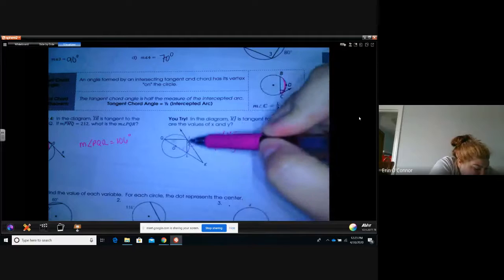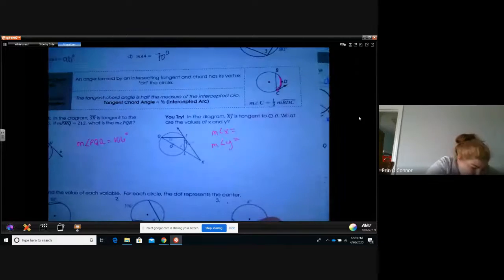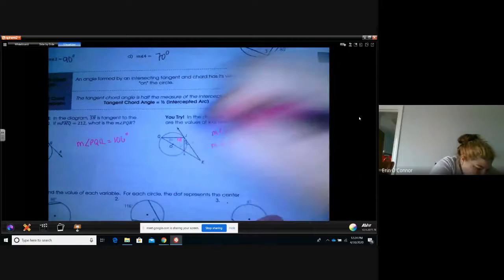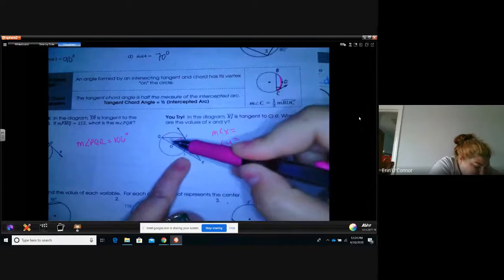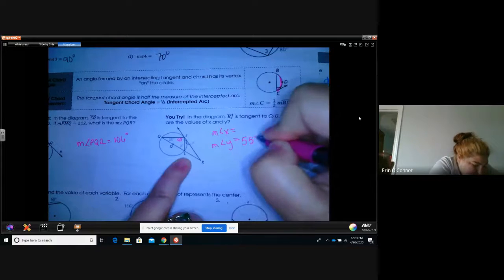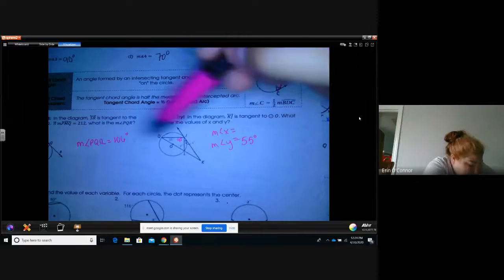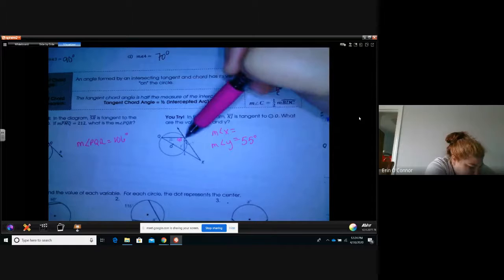All right, let's start off. This right here is a semicircle inscribed angle. So I know right here is 90 degrees. Since I know that this is 90 degrees, this is 35, this Y needs to be 55 degrees.